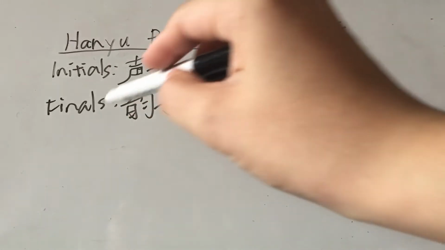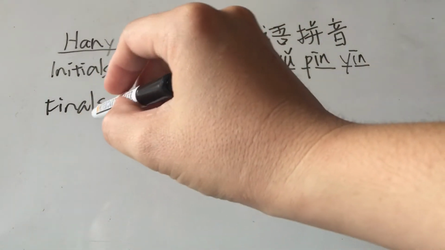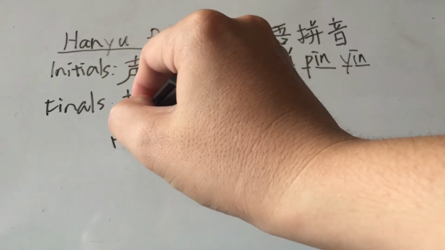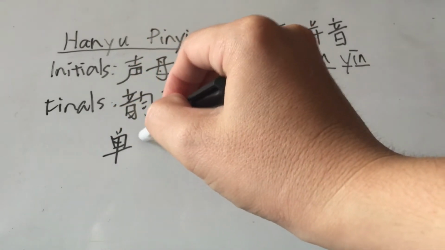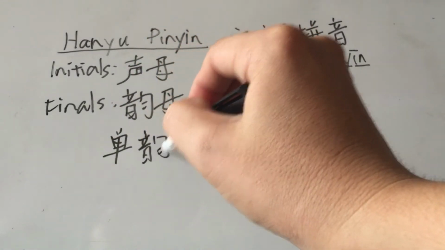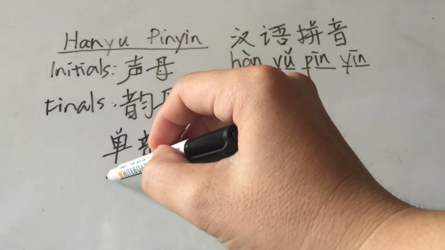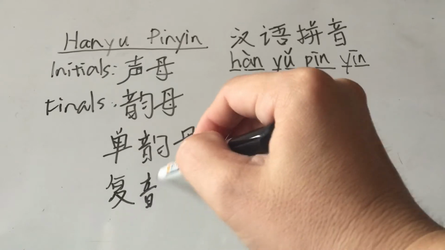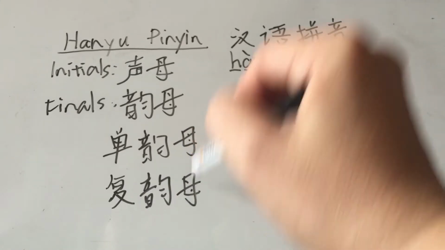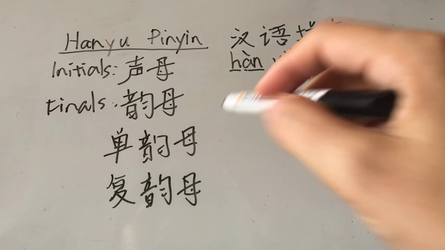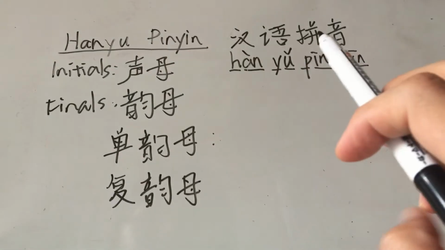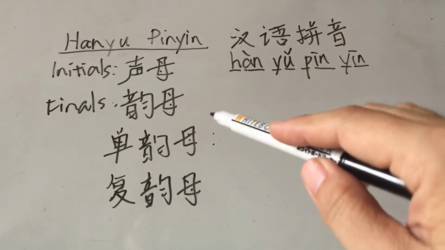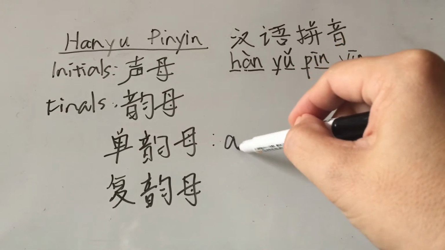And in the 韵母, in simplified terms, we have 单韵母 and 复韵母. Usually we start from teaching 单韵母 because there are just 6 of them, and it's very easy. Today we will start teaching 单韵母. There are 6 of them.